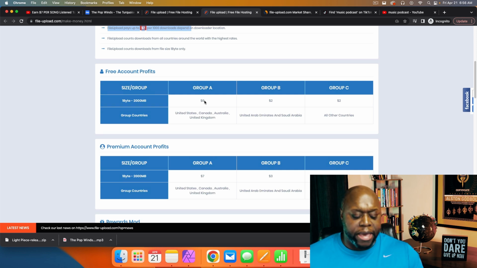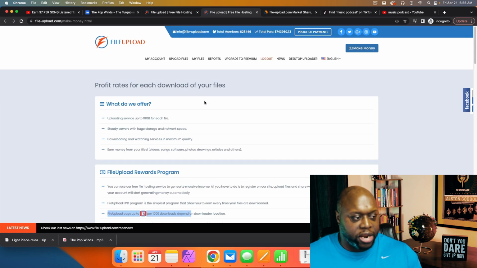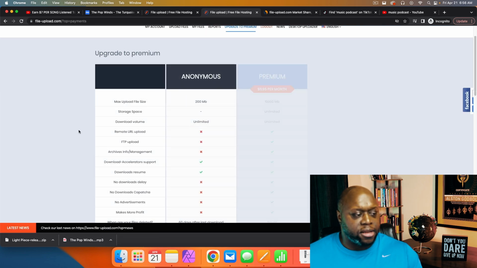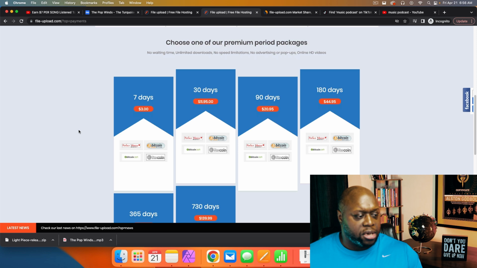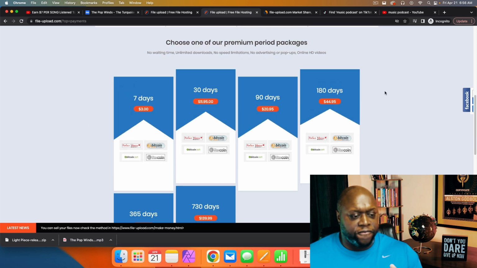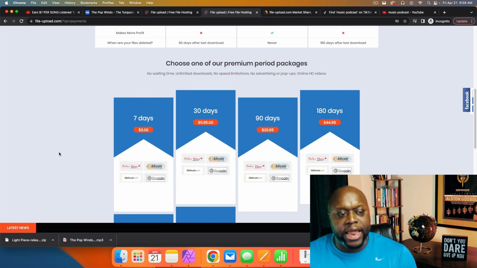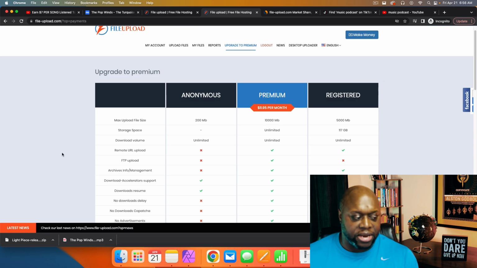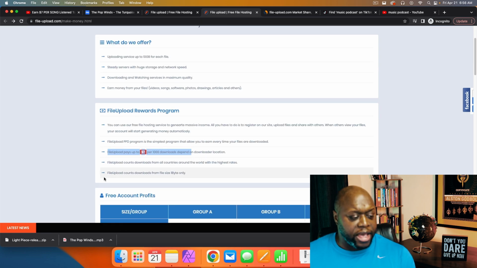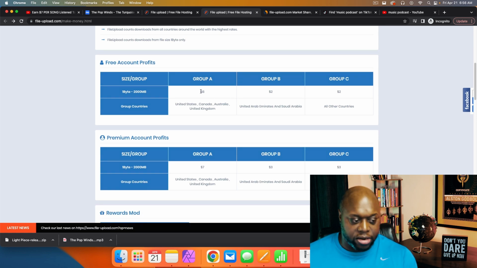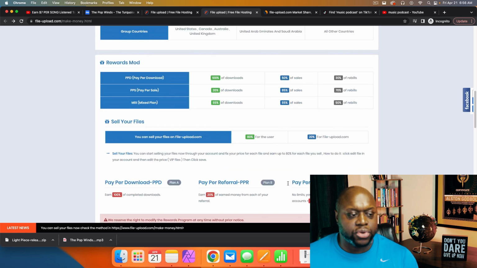In order for you to make the maximum amount of money, you would need to actually spend some money up front. Now, if we look to upgrade to premium, you can see that the cost to upgrade to premium is between $3 and $44. It actually goes up to $139. So you would have to spend at least $3 to upgrade to premium in order to make the $7. Now, if we go back here, we can see that in order to make the $6 or $7, it has to be from developed countries: United States, Canada, Australia, United Kingdom. Everywhere else is going to be between $2 and $3. So those are all things that you need to be aware of if you're going to try this method.